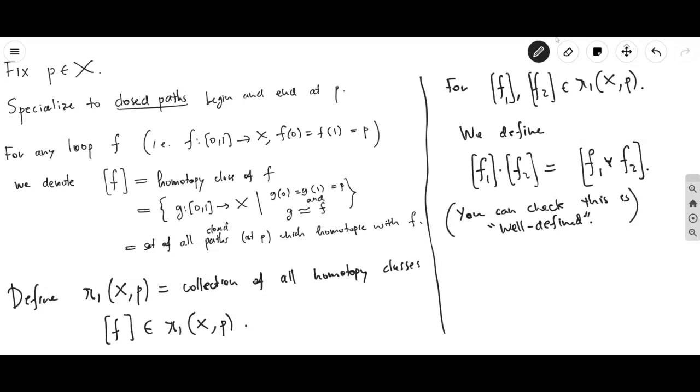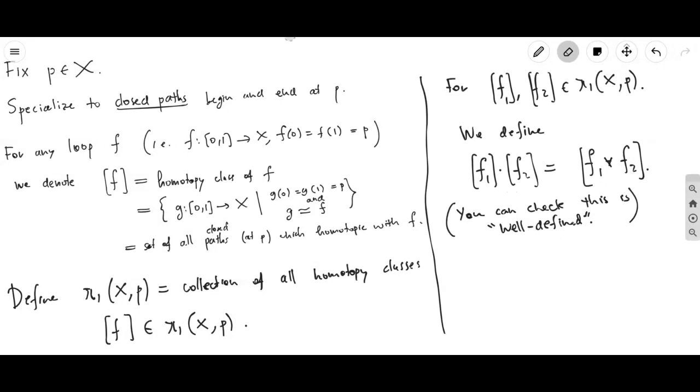Well-defined, I'm sure you heard this term many times before. It just means that the choices do not matter, what representative you pick. So F1 is an equivalence class. In general, it will contain an infinite number of loops that are all homotopic to each other, and you're just picking one of them, which you're calling F1. So you multiply two homotopy classes, you pick a representative for the entire class, you pick another representative for the entire class, and then you perform multiplication by using those two representatives. You juxtapose them together, you get something, and whatever you get, you consider the homotopy class of that entire thing.